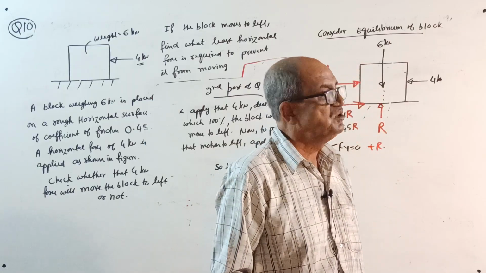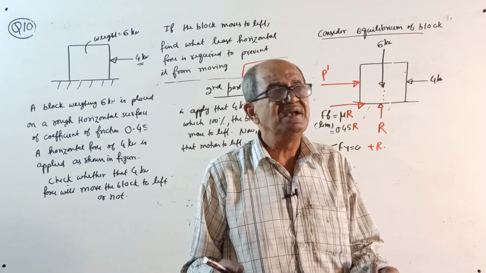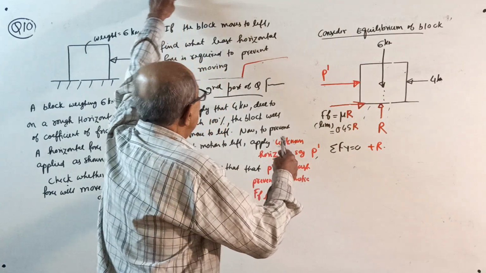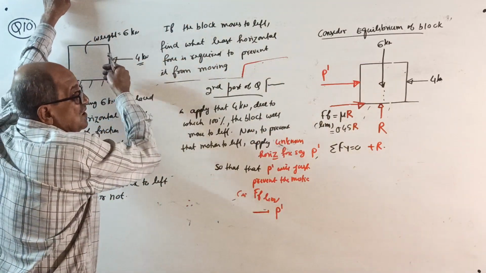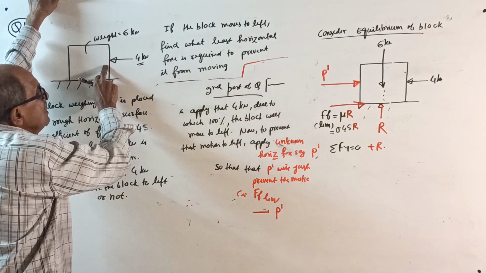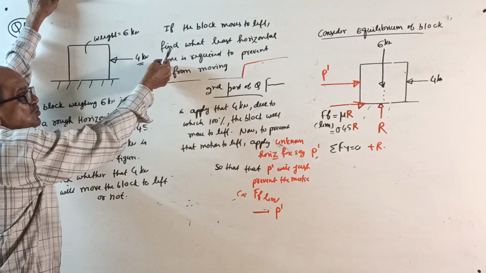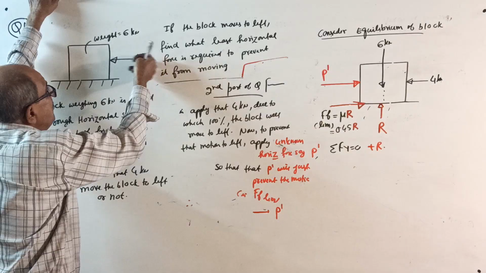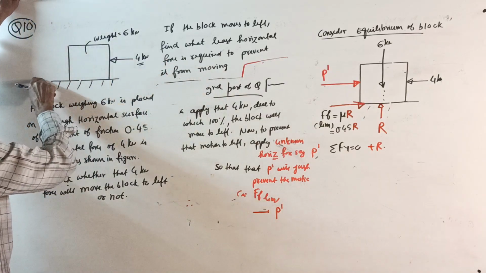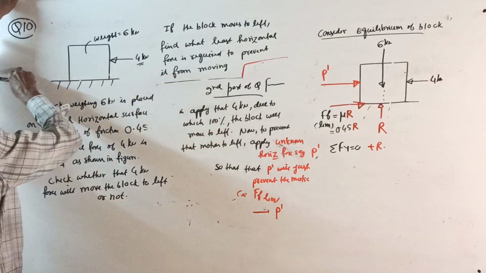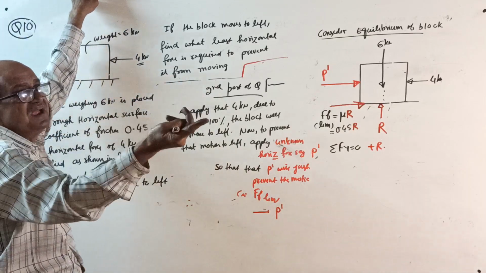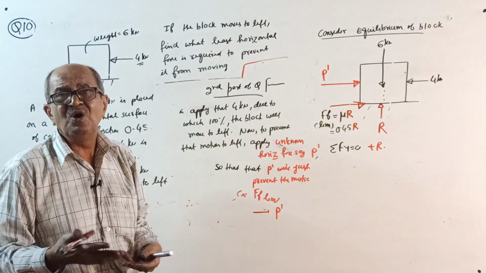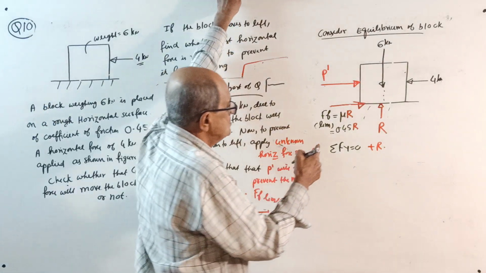If it is an objective question, you don't write statements. See, they are applying 4. Okay, then the block will move when the force is 2.7. But they are applying 4. Therefore, what you do? So, 2.7, 4. Apply another 1.3 from this side. Prevent it. That's all. But here, solve systematically.